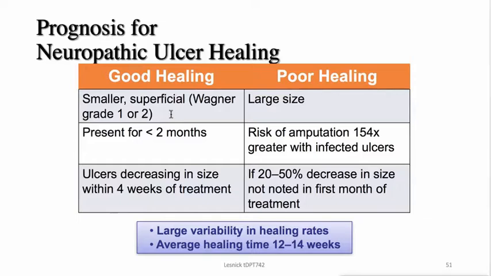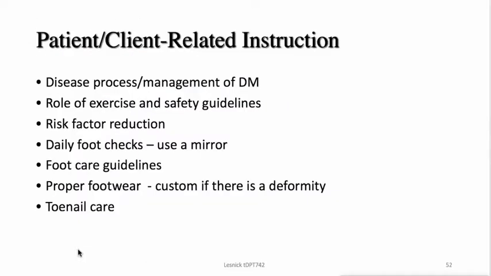There's good healing in the smaller ulcers, grades 1 or 2, if they're present less than 2 months, and also in ulcers decreasing in size within 4 weeks of treatment. There tends to be poor healing with larger ulcers. The risk of amputation is 154 times greater with infected ulcers. If a 20 to 50% decrease in size is not noted in the first month of treatment, chances are the healing will continue to be poor.